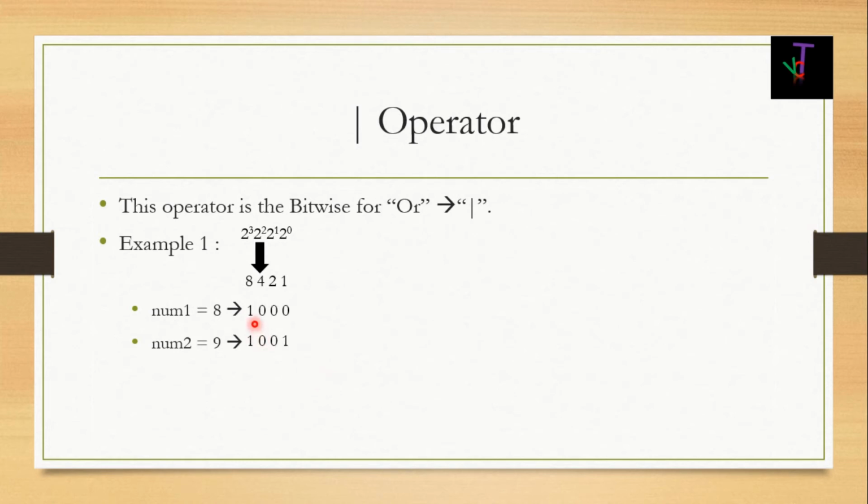Then 8 is 1000 and 9 is 1001. So as you can see, one is true and another one is false. So it's going to print true, that is 1. Then both of them in these two bits are false, so the result is going to be false. And over here both of them are true, so the result is going to be true. So the result is equal to 9, that is 1001.